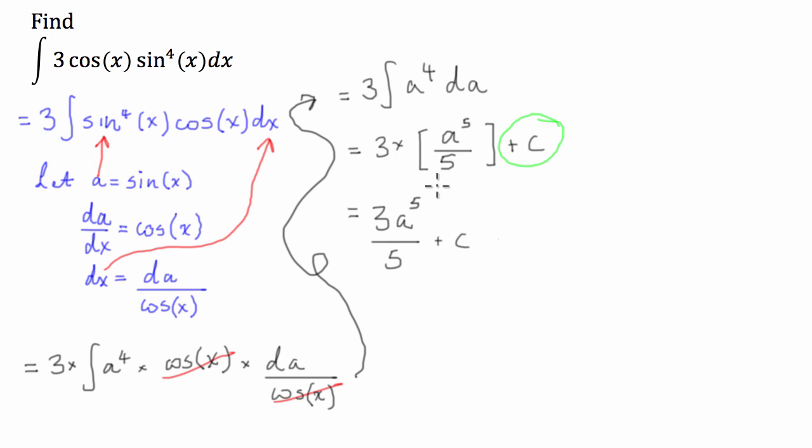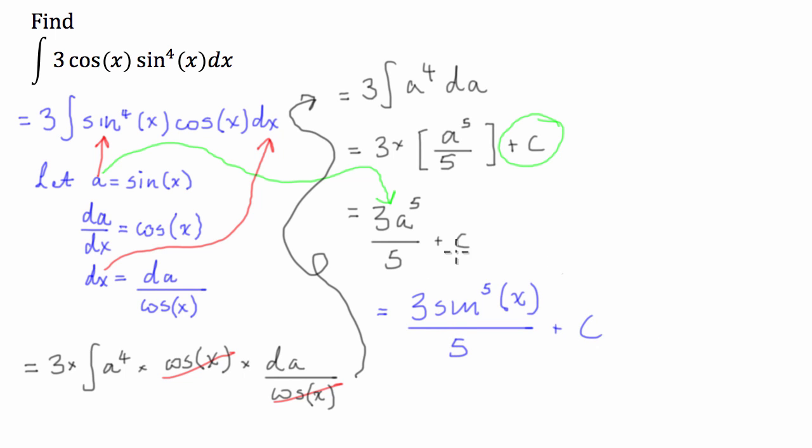Now, we've just done our integral. What we can do now is resubstitute our a back in. So that's all that we have to do. We put a in the first time, so now let's put sine of x back in there. What we end up with is 3 times sine to the power of 5 of x, divided by 5, plus c. So there we go.